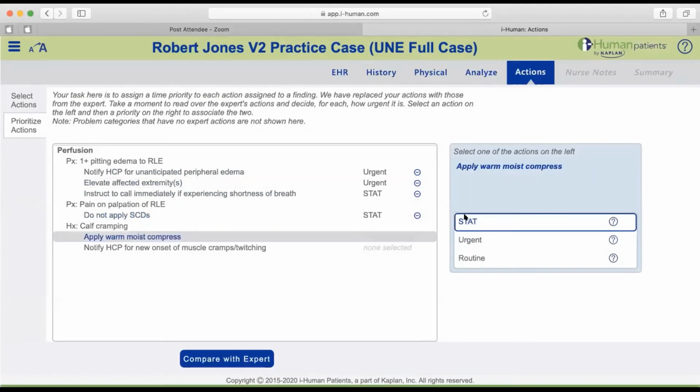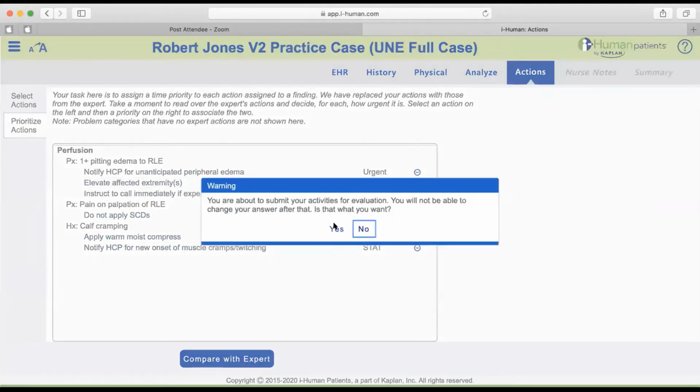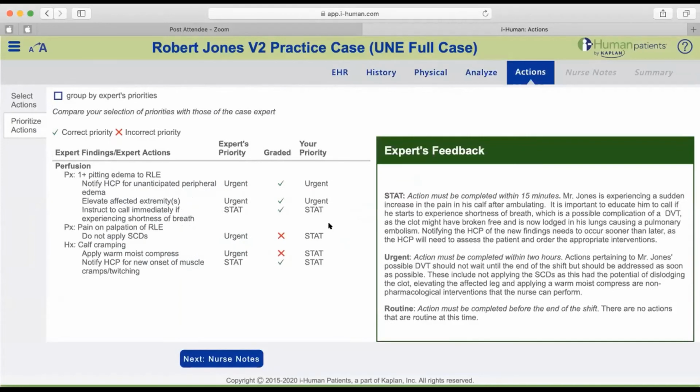So we're going to label those and compare them with the expert. Again, both visual and written feedback. It's important the students recognize where they went wrong. It's a great learning opportunity, and the expert will provide that feedback in terms of why it would be stat versus urgent, or vice versa.